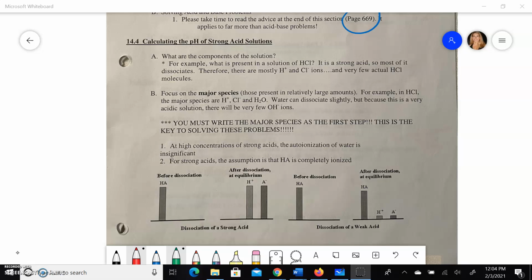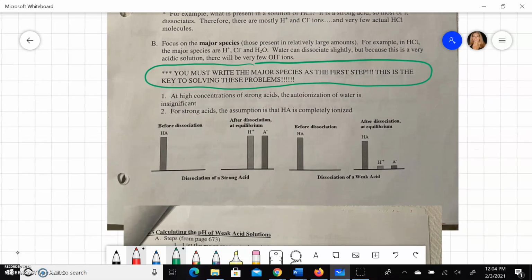You notice this is in the notes, section 14.4 and 14.5. The first thing you want to do is to look at the components. Again, make sure that if it's strong, you're going to break it apart. If it's weak, you're going to keep it together. And I cannot stress that enough, that you have to consider what you're starting with, because that'll help you figure out how to solve the problem.